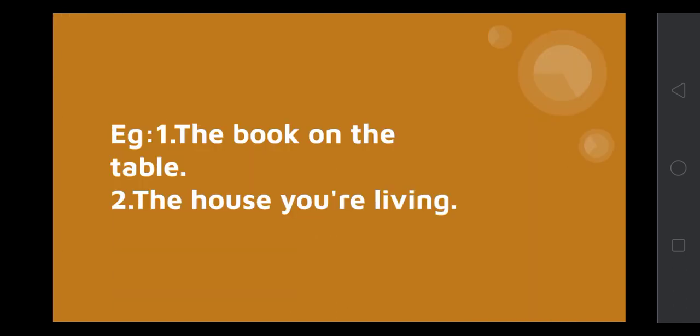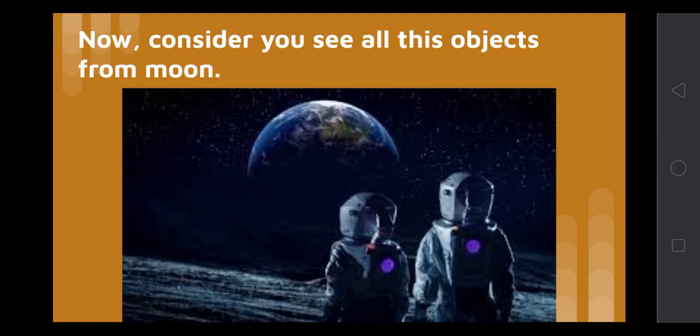For example, a book on the table is at rest. If you keep a book on the table, it will remain at rest for a long period. The house you are living in is at rest. So what is difficult about that? Rest is very easy, right? Okay, we will go into the main part of the rest and motion definition.